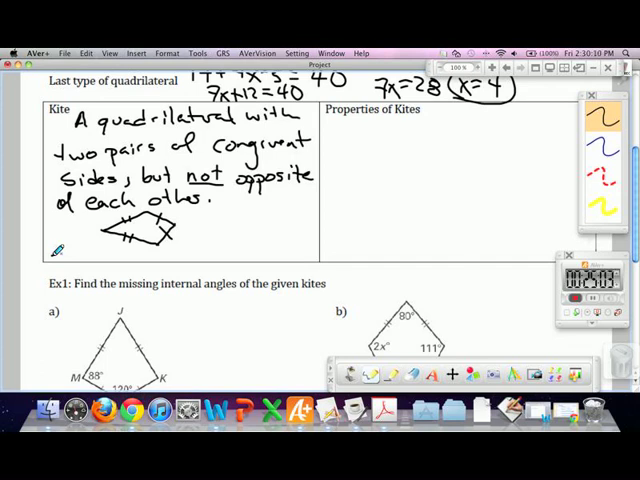2 properties of kites. One property is that, like a rhombus, the diagonals of a kite are perpendicular.